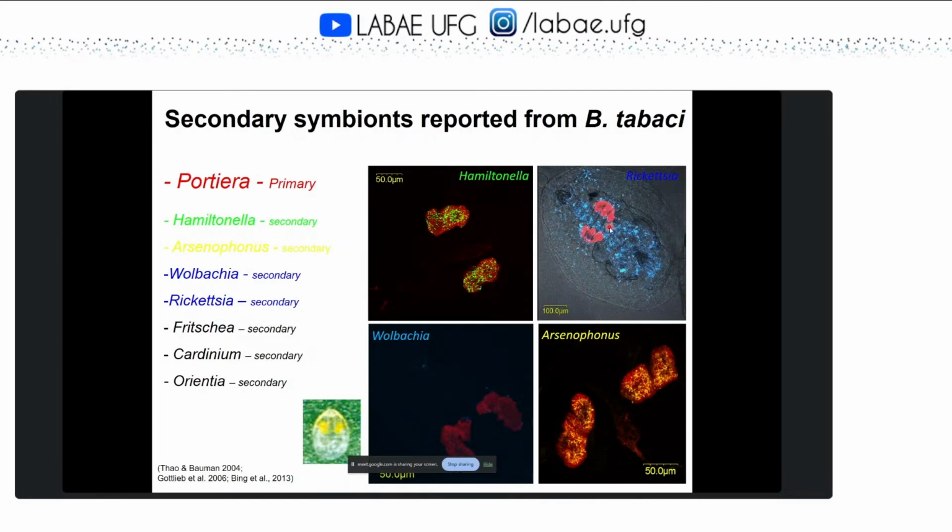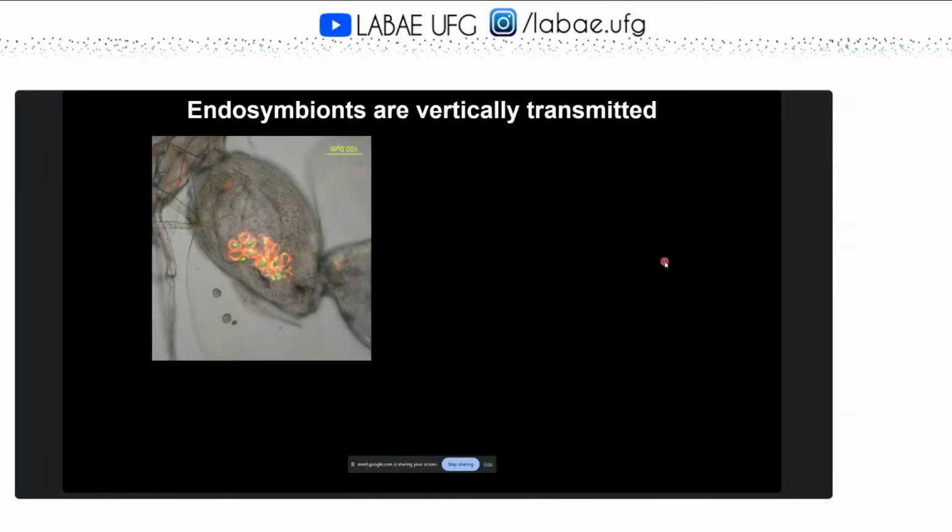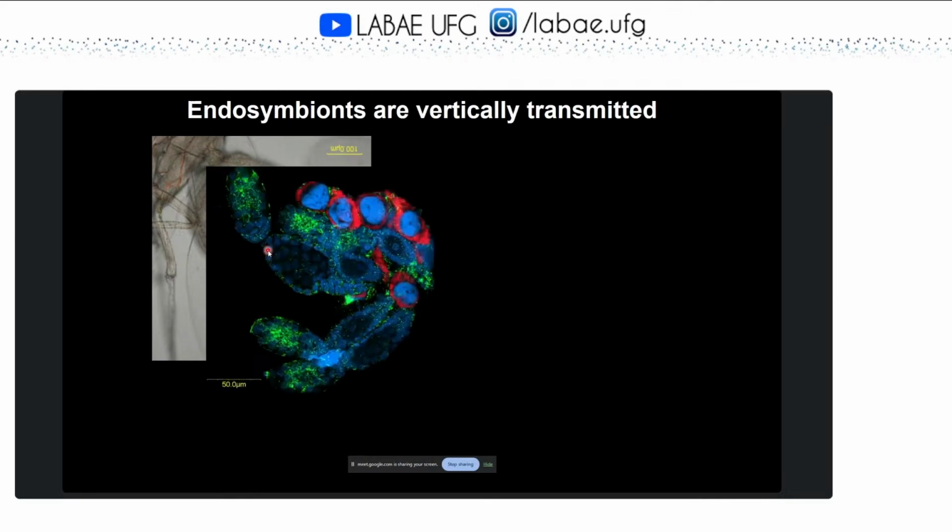Now, as I said before, endosymbionts are vertically transmitted. That means they are transferred from the mother to the offspring. And as I told you, there are many bacteriosomes inside the hemolymph of the female. This is an ovary dissected from the female, and you can see here in red the bacteriosomes after a FISH experiment where we localize the primary symbiont in red, and Rickettsia, the secondary symbiont. You can see those bacteriosomes, and you can see that Rickettsia is basically not inside the bacteriosome. It's found in the eggs, but not inside.